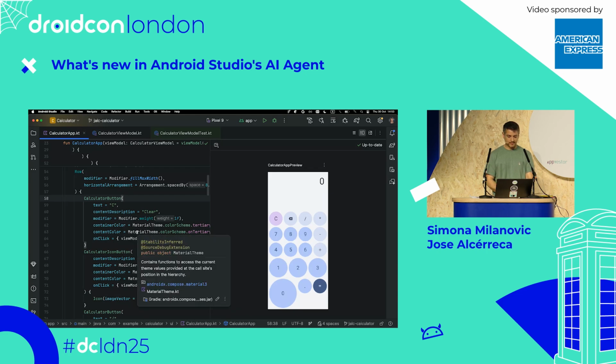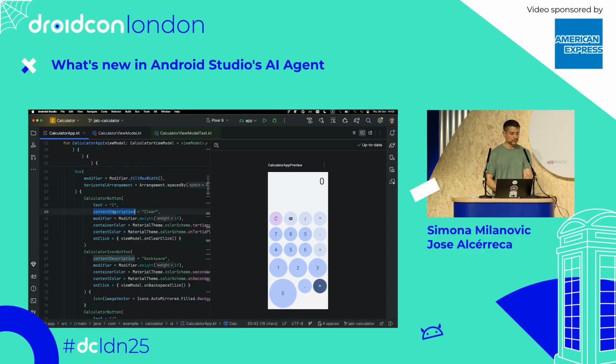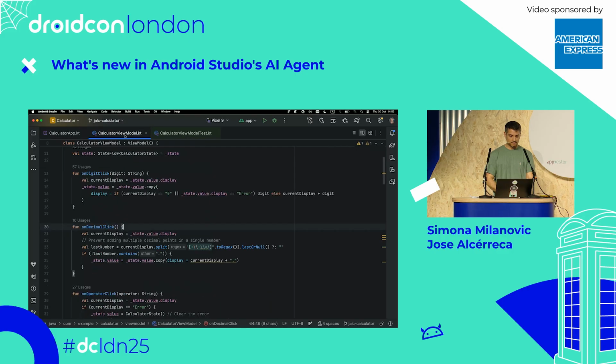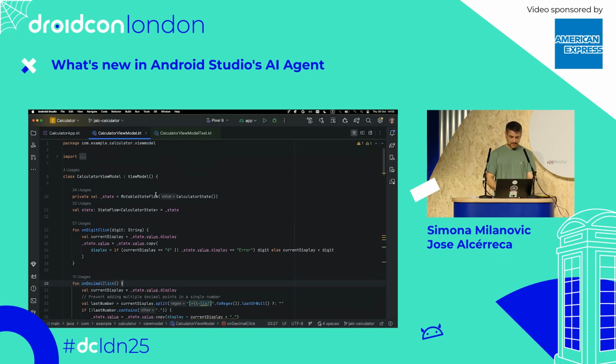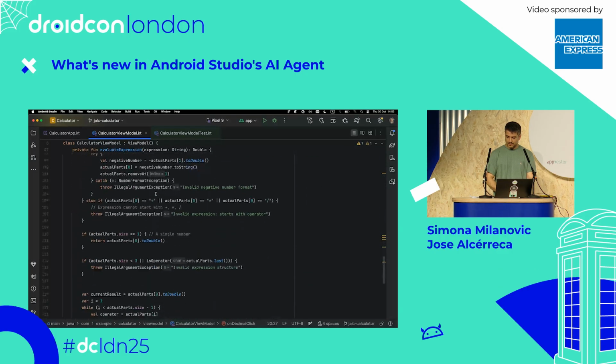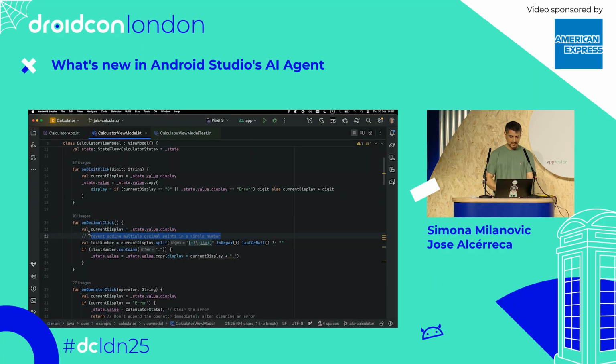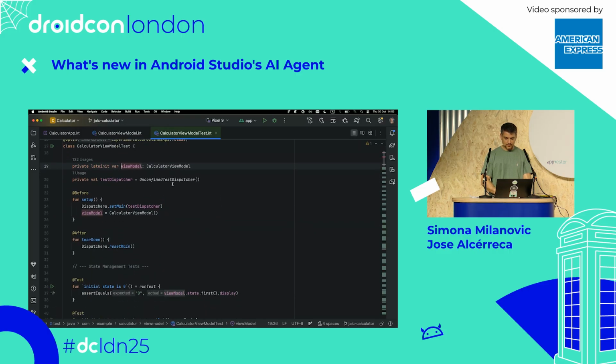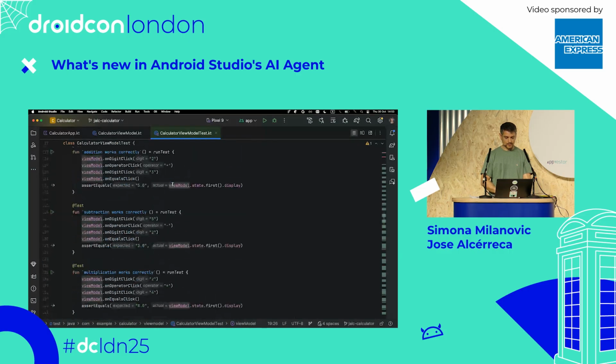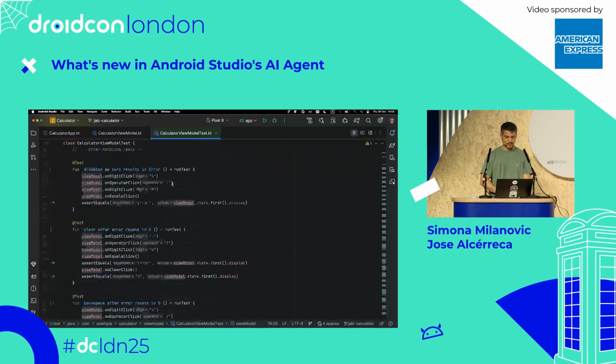The Compose code looks good. It's using material theme. It's using content description, what it should. It's sending events to the view model. That looks pretty okay to me. The view model is where the calculation happens, clearly. So, it's pretty comprehensive. And it even handles edge cases or interesting situations, like preventing adding multiple decimal points to the single number. It also generated a bunch of unit tests, actually a lot of unit tests. So, I feel pretty okay with this.